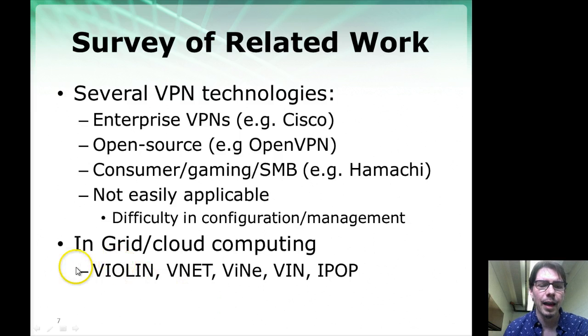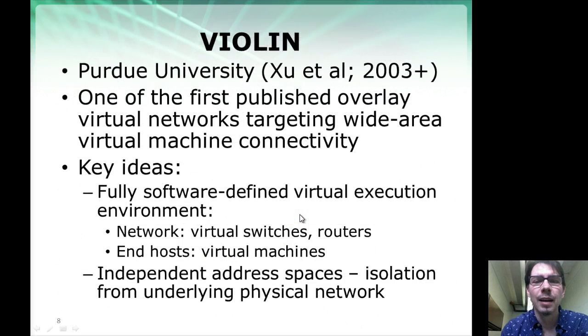I'm going to focus on related works that looked at the problem of virtual networks in grid or cloud computing. And that dates back to efforts in the early 2000s. VIOLIN is one of the first published overlay networks that targeted cloud or grid computing, as termed in the day, basically allowing you to create virtual switches as part of your virtual network infrastructure and connect multiple computers across multiple providers in a seamless fashion. So it was a layer 2 virtual network that used virtual machines as endpoints.